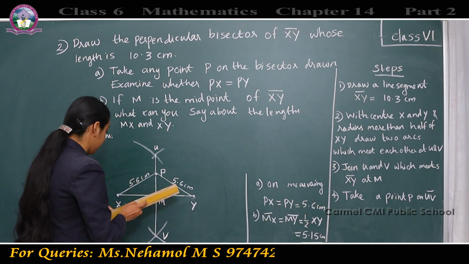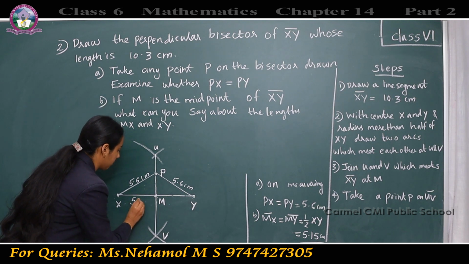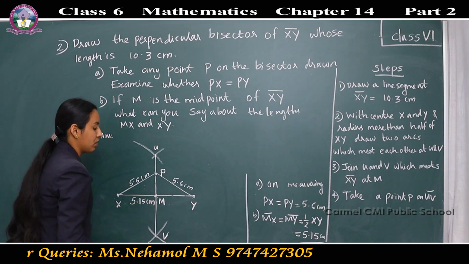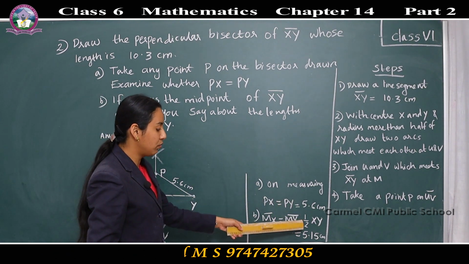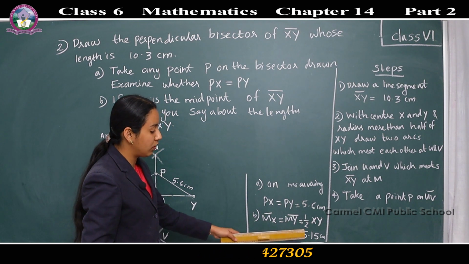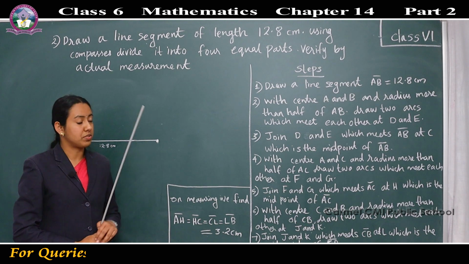Then we can measure it. It is 5.15 centimeter. So, second one answer, MX is equal to MY is equal to half of XY, which is equal to 5.15 centimeter. Next question.